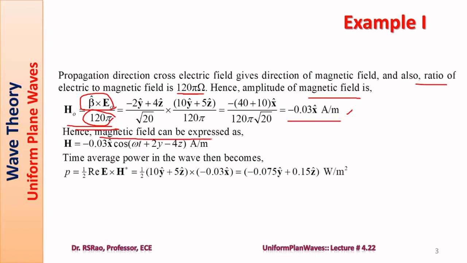Magnetic field then can be expressed as H equal to minus 0.03 x cap cos(omega t plus 2y minus 4z) amperes per meter. Time average power in the wave is the Poynting vector, half the real part of E cross H conjugate. E is known, H, and hence H conjugate is known. So E cross H can be computed. P is half real part of E cross H conjugate. It turns out to be minus 0.075 y cap plus 0.15 z cap watts per meter square.